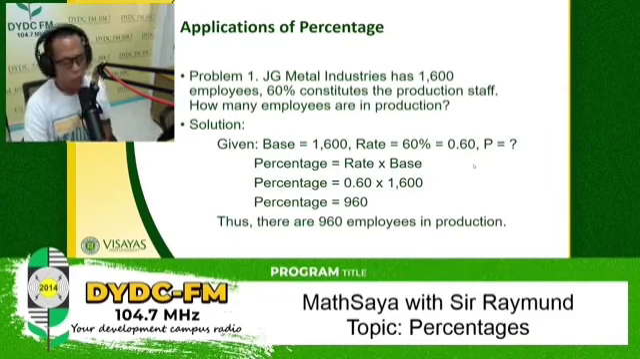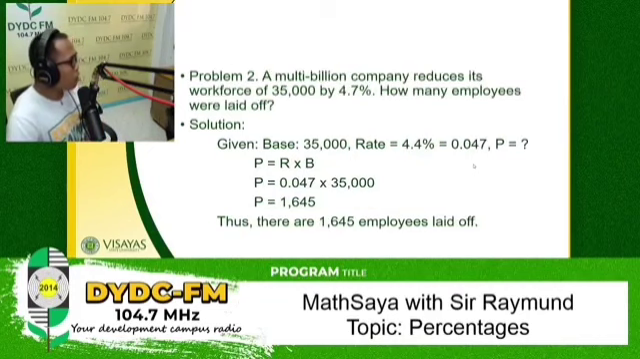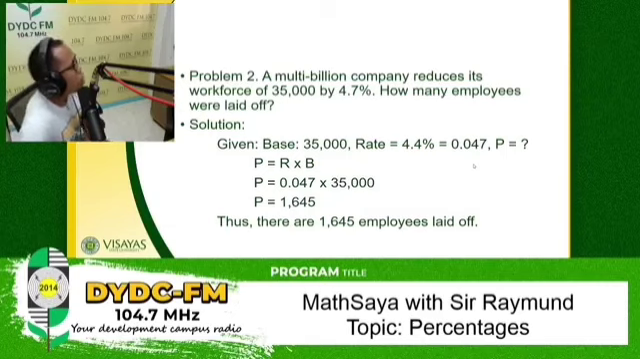Next problem, number 2. A multi-billion company reduces its workforce of 35,000 by 4.7%. How many employees were laid off? So, pila man ang gitanggal? So, base is 35,000, rate is 4. That's not 4.4 but 4.7, sorry. 4.7, typographical error na siya. 4.7%, convert that one to decimal, that's 0.047.